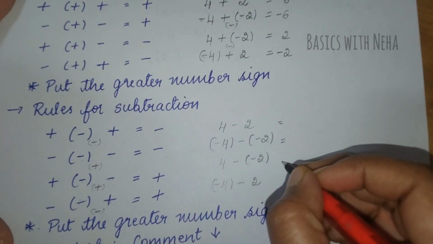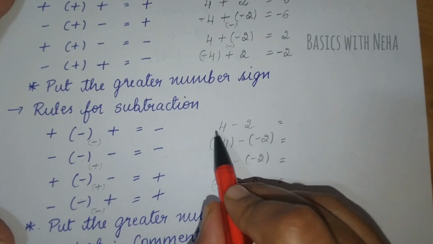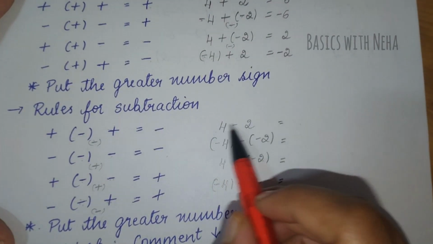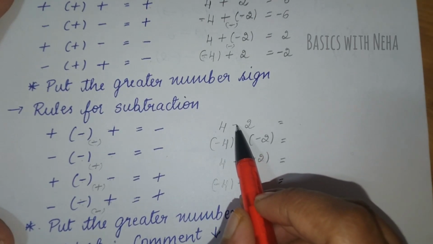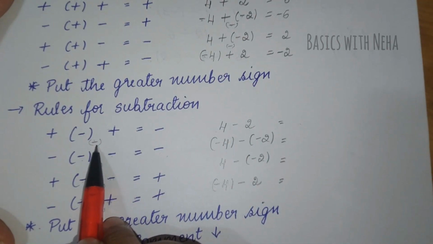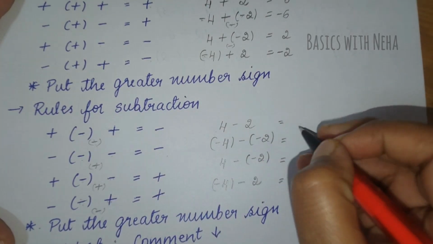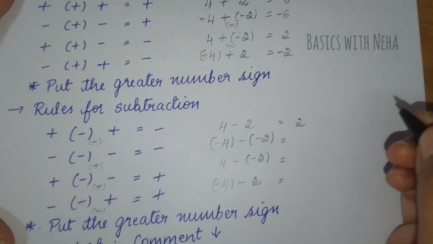Okay, so what will be my answers? 4 minus 2 is just direct because both are positive numbers. I have a minus sign in between, so I can just directly do it. So plus minus is minus. I have to ideally do minus. So I'm going to minus this. I'm going to get 2 as my answer.